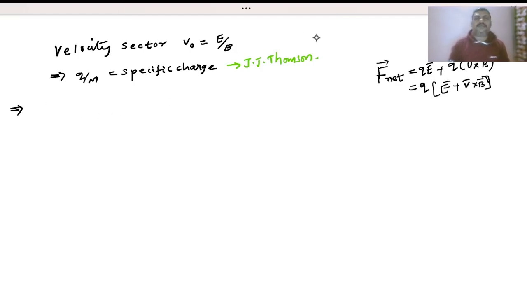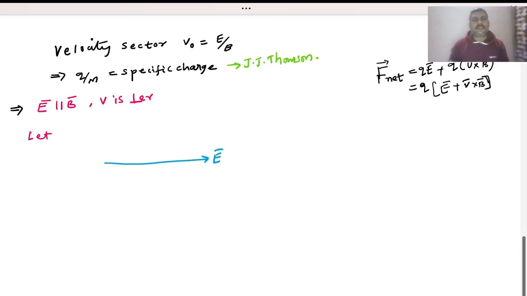Now coming to the case where the electric field and magnetic field are parallel, and V is perpendicular to them. So E is acting in one direction and the magnetic field is also acting in the same direction. Now E and B are parallel, therefore V is projected perpendicular.